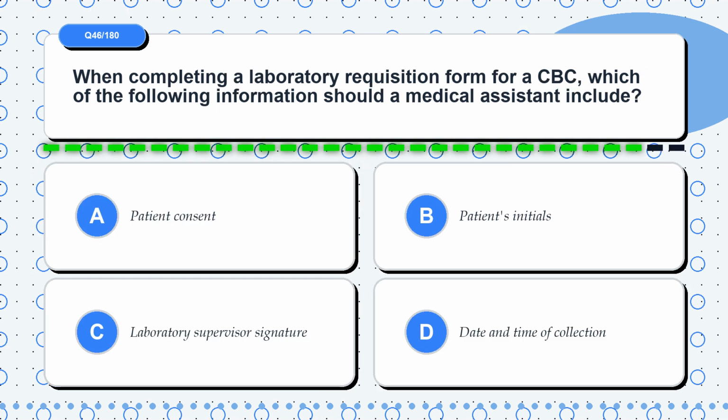Question 46. When completing a laboratory requisition form for a CBC, which of the following information should a medical assistant include? Here are the options. Option A. Patient consent. Option B. Patient's initials. Option C. Laboratory supervisor signature. Option D. Date and time of collection.